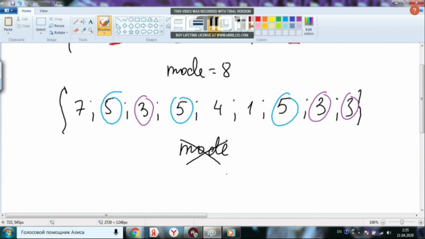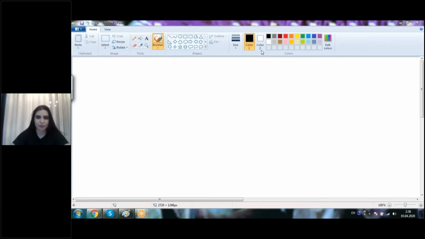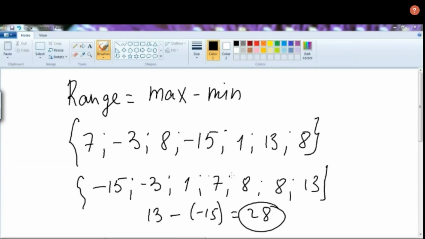Okay, now we're going to talk about, last but not least, the range of the set of numbers. The range is the difference between the largest and the smallest values of the list of numbers. So we have a formula, which is the maximum value in the set of numbers minus the minimum value. For example, we have a set of numbers 7, -3, 8, -15, 1, 13, and 8.